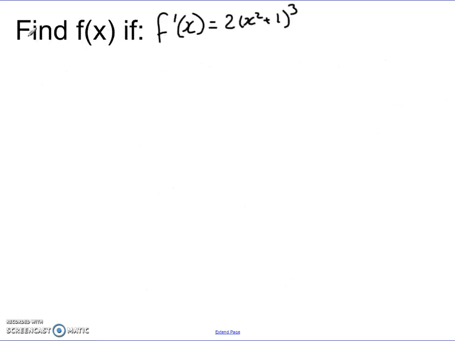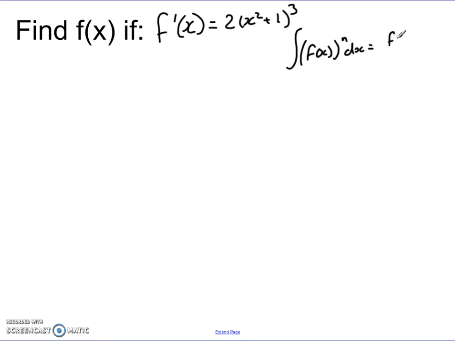So let's imagine we say find f of x if f dash of x, our derivative, equals 2 bracket x squared plus 1 to the power of 3. Now this in here, it's no longer a linear function, it's a quadratic, it's x squared. So it's not going to be the simple integral of ax plus b to the power of n. This one here, we have to go back to our other one, which was the integral of f of x to the power of n dx. And we have to use that formula.